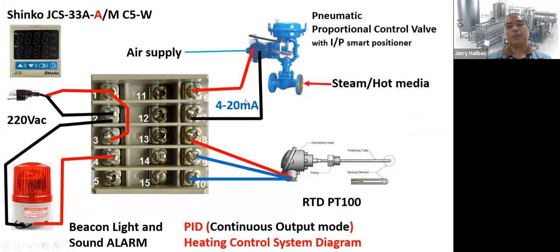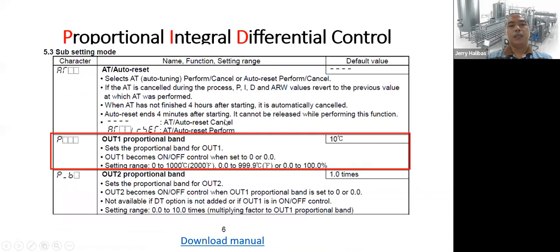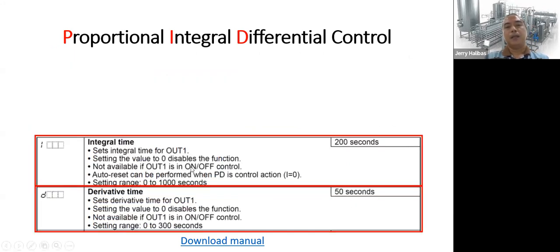The same is true if you're using a final control element such as a pneumatic control valve with a smart positioner or current-to-pressure converter, where your current is 4 to 20 milliamps. Then, for the programming or configuration of the controller, take note, it is proportional band, not proportional gain. They are inversely proportional. So be familiar with the term proportional band, for the parameter P, the parameter I, and the parameter D.